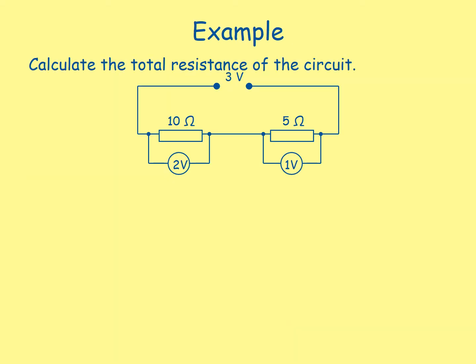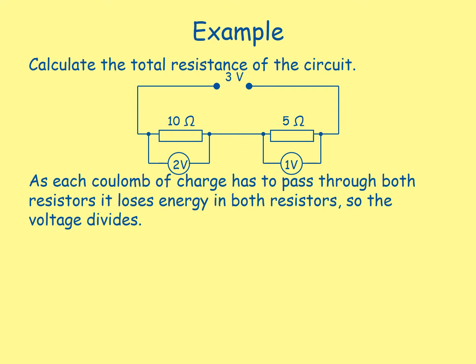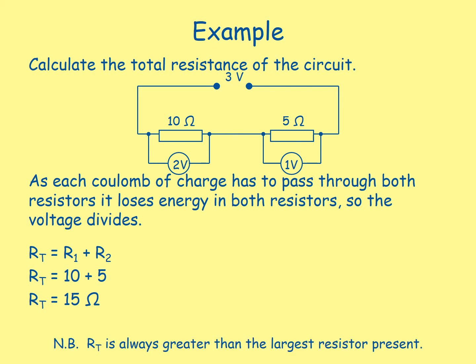Example, calculate the total resistance of this circuit. As each coulomb of charge has to pass through both resistors, it loses energy in both resistors, so the voltage divides. Our total resistance equals our resistor 1 plus resistor 2. So this is equal to 10 plus 5. Our total resistance here is 15 ohms. What you have to notice is that our total resistance is always greater than the largest resistor present.